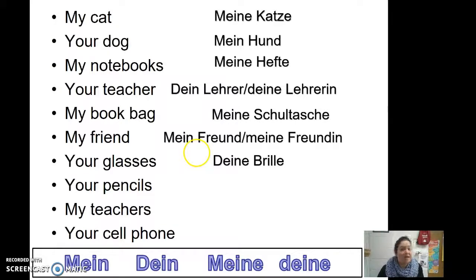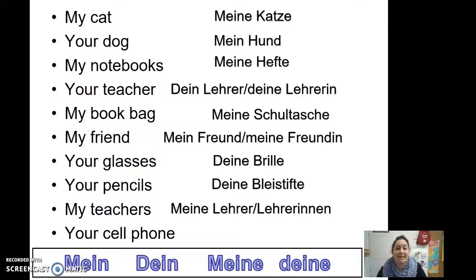I didn't think about that, but that would work too, because in English, it's not clear whether those glasses is one pair or whether there are two pairs. Your pencils, that's definitely plural. Deine Bleistifte. My teachers, again, people, and I didn't tell you which kind.